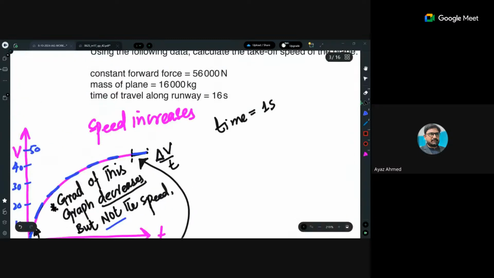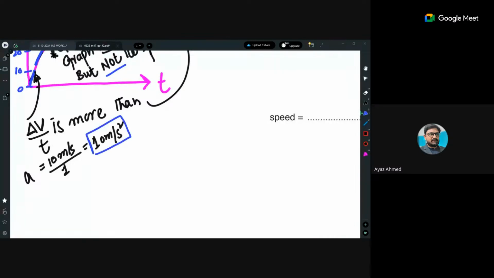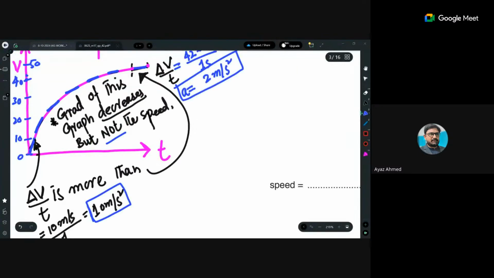And what about here? At the end of that race, near the end here, tell me, what is the change in velocity? Let's say from 40 to 42, because it is very small now. From 40 to 42 meters per second in 1 second. So what is the rate here? Acceleration is 2 meter per second square here, and acceleration is 10 meter per second square here. Is acceleration decreasing or not?